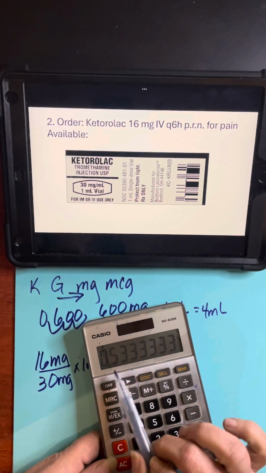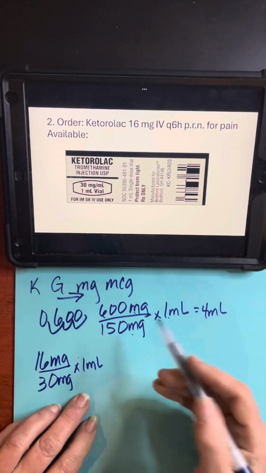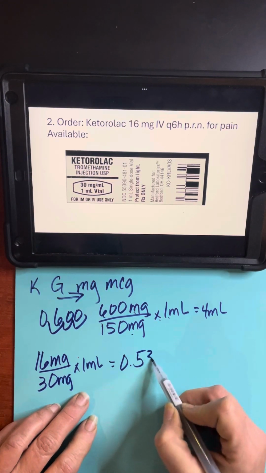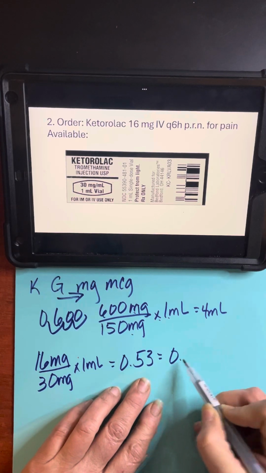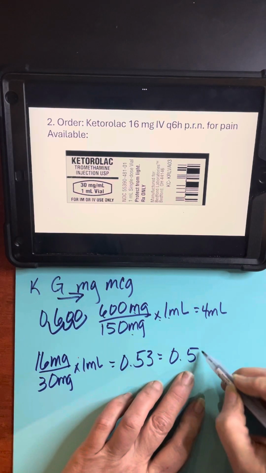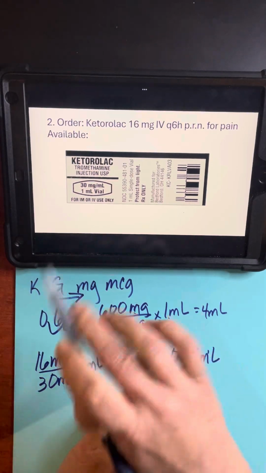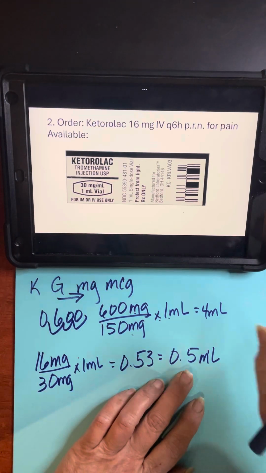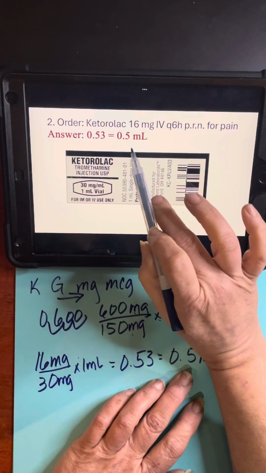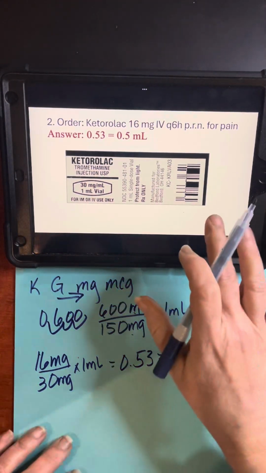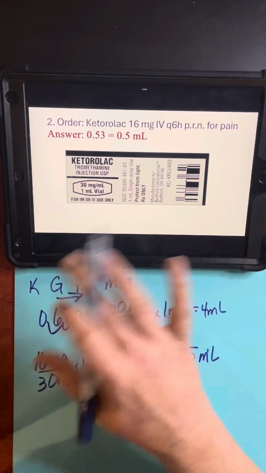It's going to be 0.53, and that will equal 0.5, because if you remember, on the instructions, it said round to the nearest tenth unless otherwise told. So look, we saved them. Yet another one. Yay. Go us.